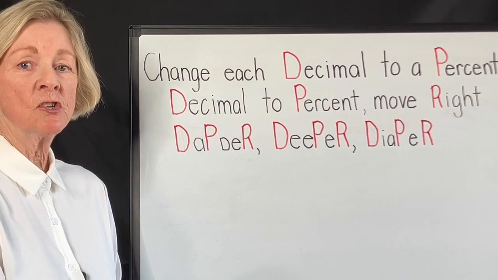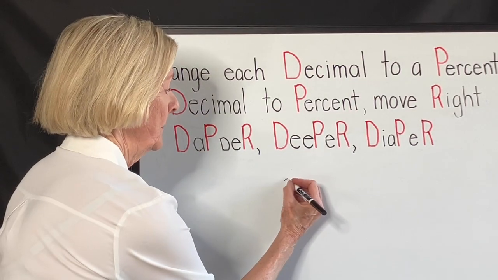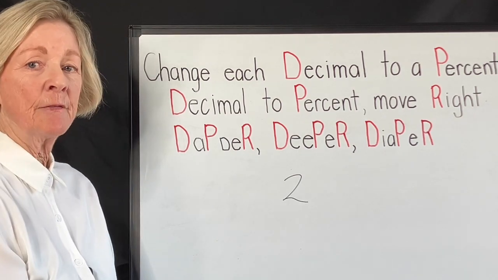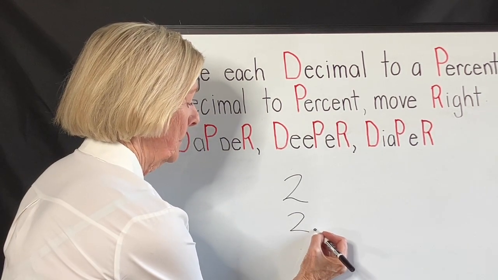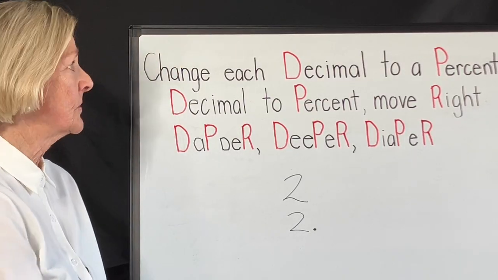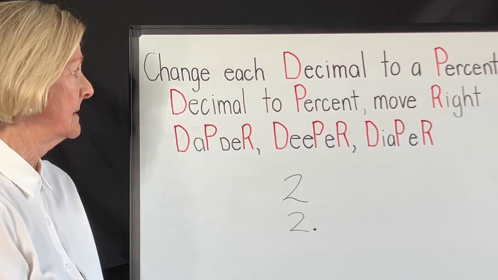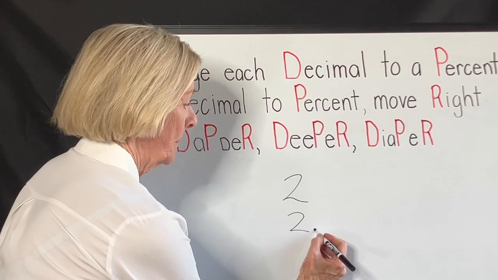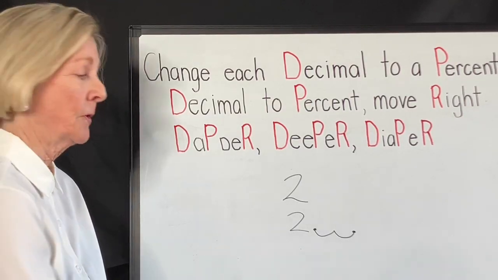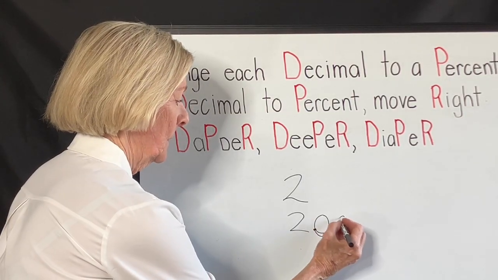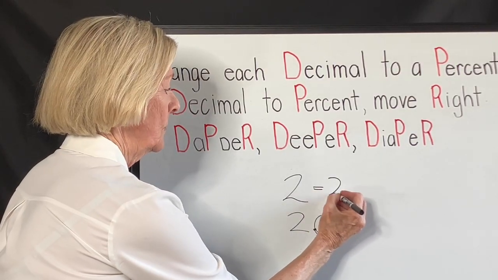Now we are going to change each decimal to a percent. Let's start with 2. It doesn't yet have a decimal, so we add one after the number. In order to change a decimal to a percent, we move the decimal point 2 places to the right. We have to fill in any gaps with zeros. So 2 equals 200%.